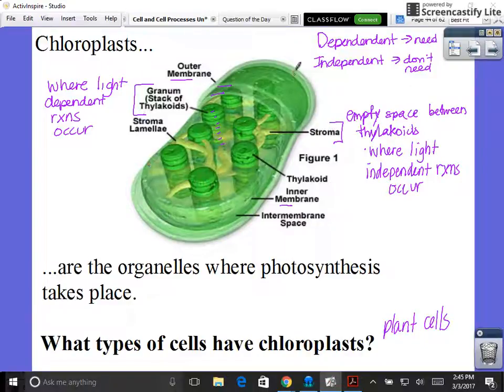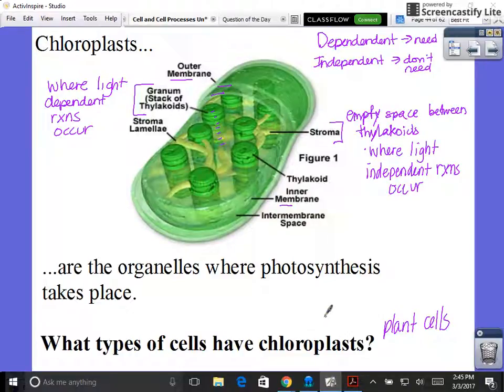Some terms to point out: the word dependent means it's needed, and independent means you don't need it. In photosynthesis, we're going to be using these terms to refer to light. Is light needed or is it not needed? It starts in the thylakoids. These are small, I said they look like junior mints, and there are stacks of them. This is where the light-dependent reactions occur. The other part of photosynthesis is the light-independent reactions, and that takes place in the stroma. The stroma is an open space between the thylakoid stacks.